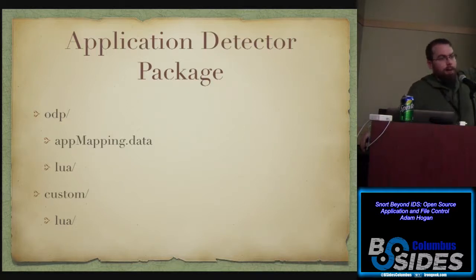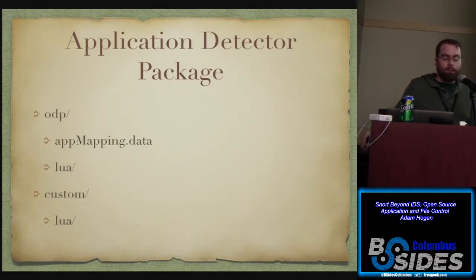And then it also creates a custom directory with the Lua directory. So if you put any custom Lua scripts into that directory, it will automatically read them when Snort restarts. So if you write a custom detector, all you have to do is a pretty short Lua file, dump it in this directory, restart Snort, and we'll now be using your custom detector to detect whatever app we didn't know about or that you've customized.